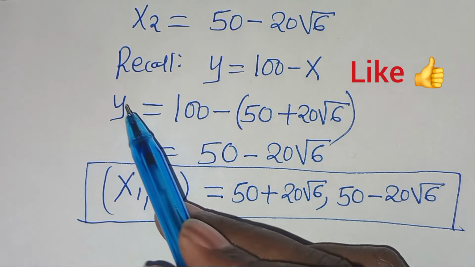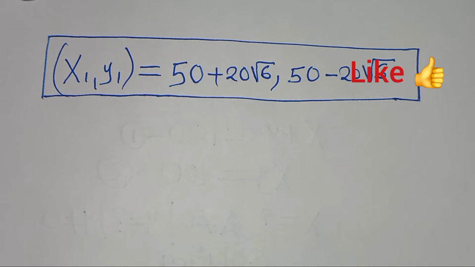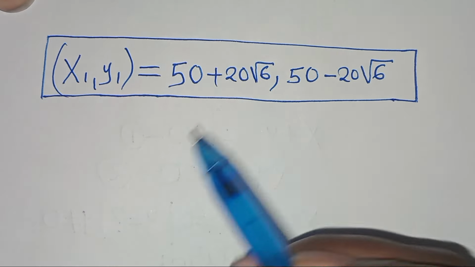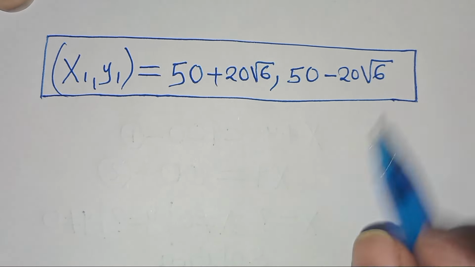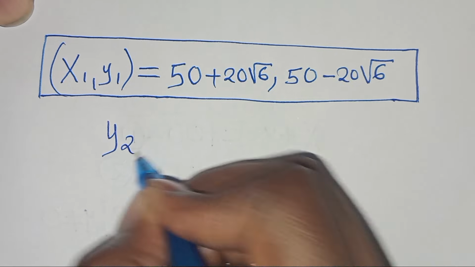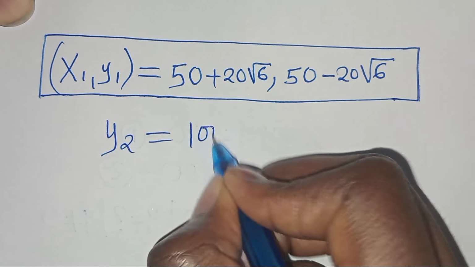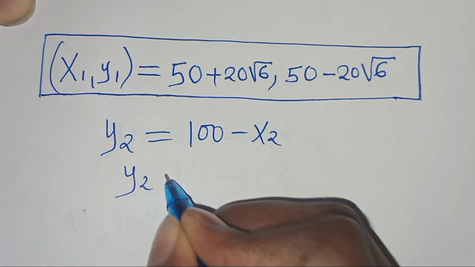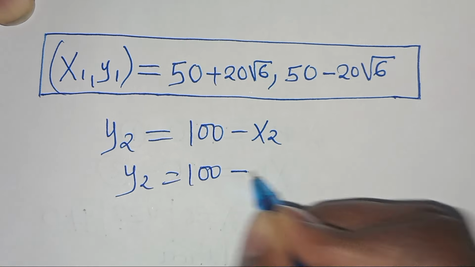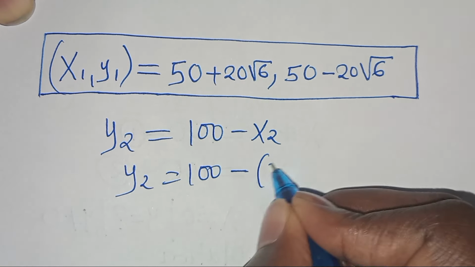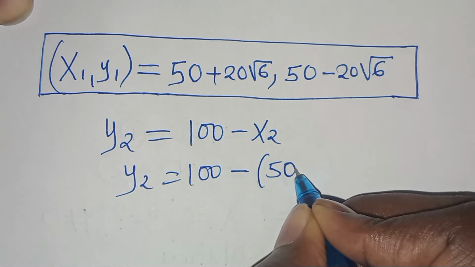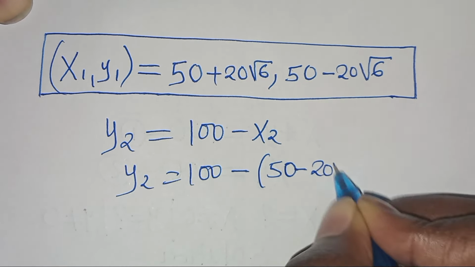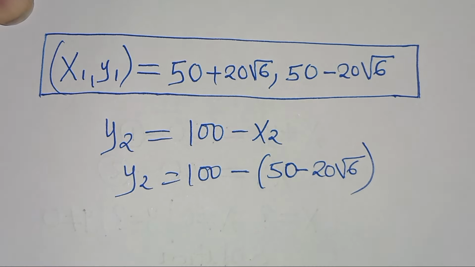So let's solve for y2 from here. Now we have x1, y1. This is the first set of solutions here. But we can solve for y2, which is 100 minus x2. So y2 is equal to 100 minus x2, which is 50 minus 20 square root of 6.